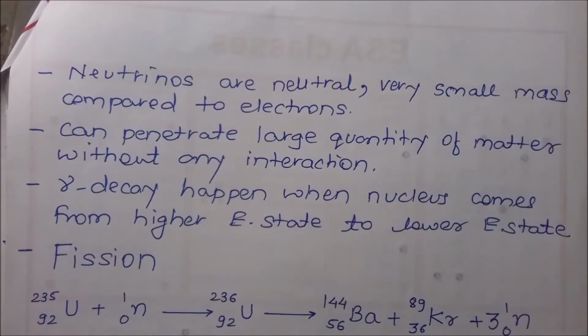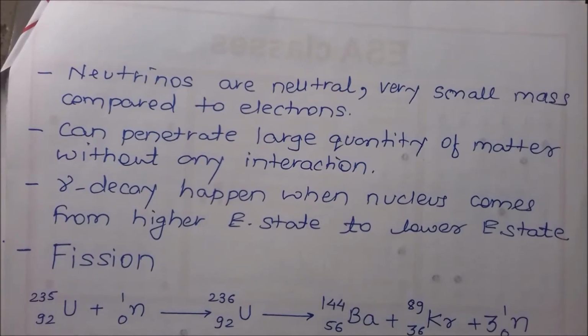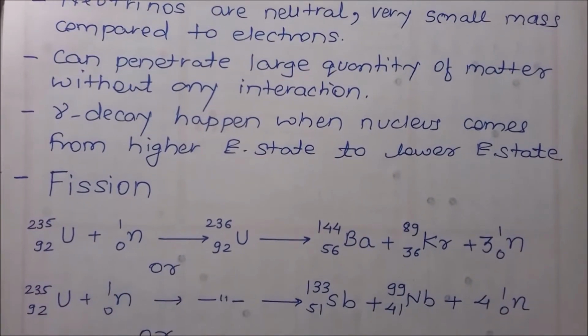Then, neutrinos are neutral, with very small mass compared to electrons, or almost zero mass. They can penetrate large quantities of matter without any interaction. Gamma decay happens when a nucleus comes from a higher energy state to a lower energy state.